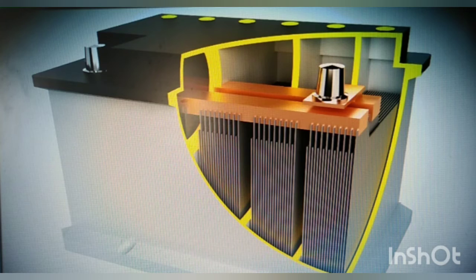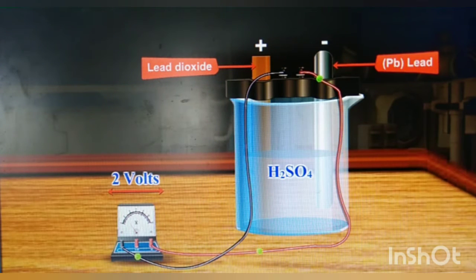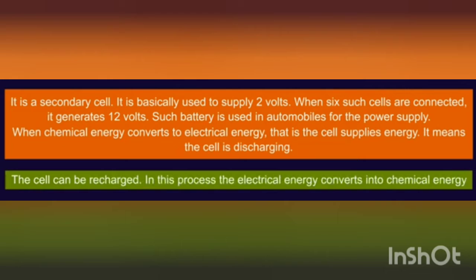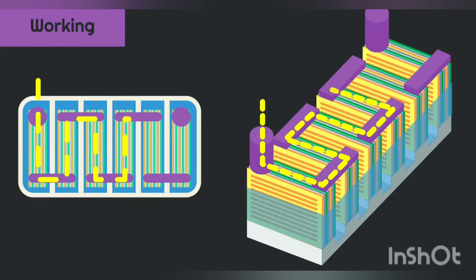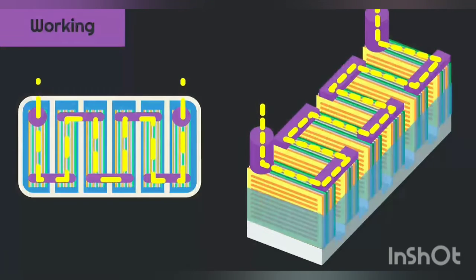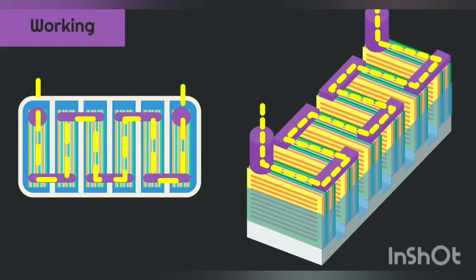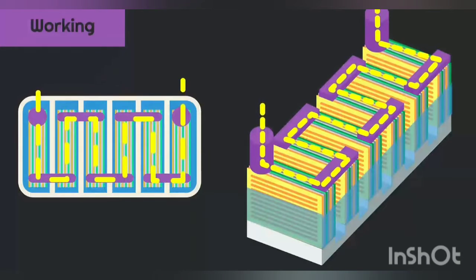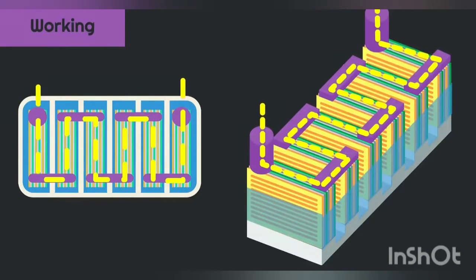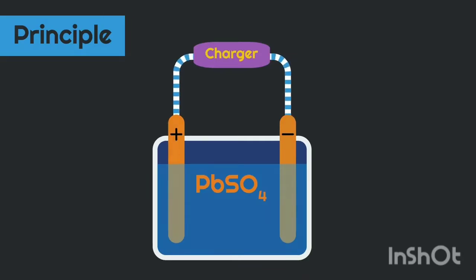Let us learn about the lead acid cell. The lead acid cell is a secondary cell. It is basically used to supply 2 volts. When 6 such cells are connected, it generates 12 volts, and such a battery is used in automobiles for the power supply. When chemical energy converts to electrical energy, the cell supplies energy. It means the cell is discharging, and the cell can be recharged. In this process, the electrical energy converts into chemical energy.